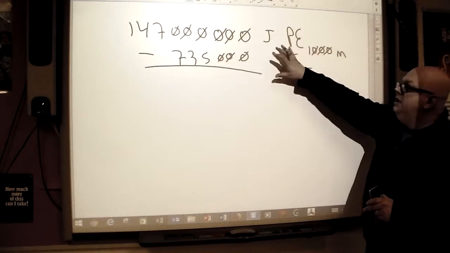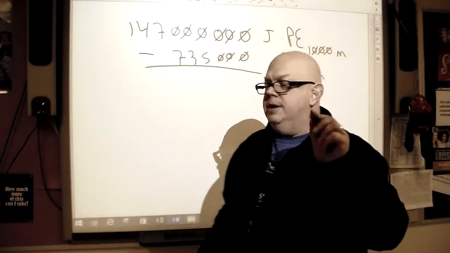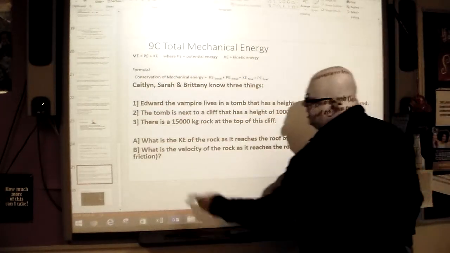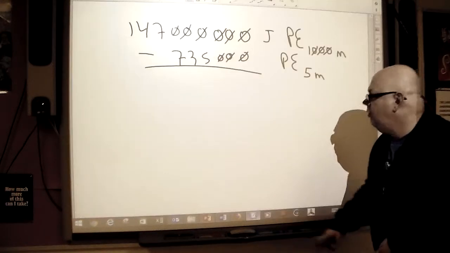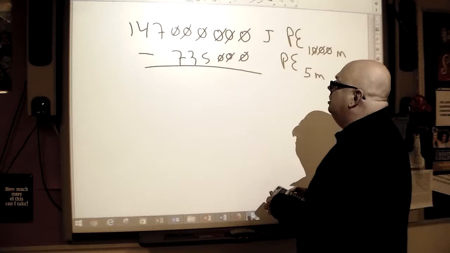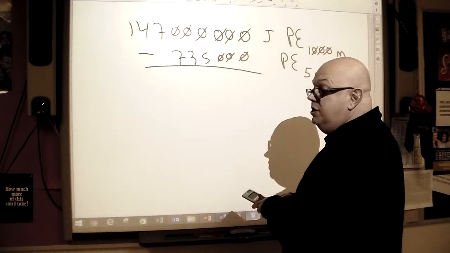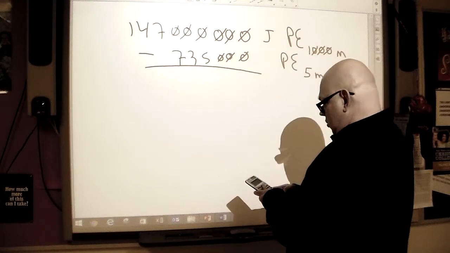So that's what we're looking at. Now, why are we doing this? We're trying to find the kinetic energy, folks, because that was our first problem. Going back, that is, what is the kinetic energy of the rock as it reaches the roof of the tomb? I know I'm taking more time explaining it, but I'd rather do the extra explanation than leave you guys walking away confused.